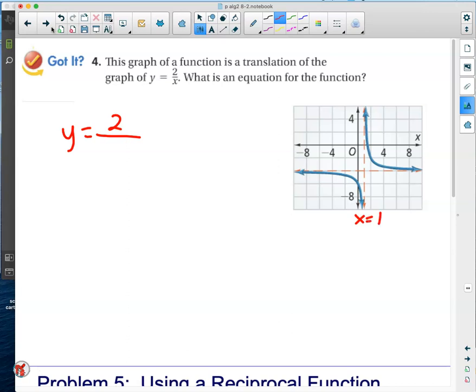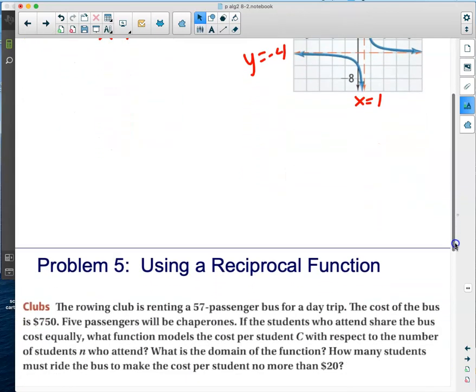This looks like x equals 1, and this looks like halfway down, so y equals -4, right there. So to go 1 to the right, it should be an x minus 1. And then we have to go 4 units down. Well, up and down are normal, so that will be -4. So we have y equals 2 over x minus 1, minus 4. It's all about where those asymptotes are. You use those asymptotes for h and k.